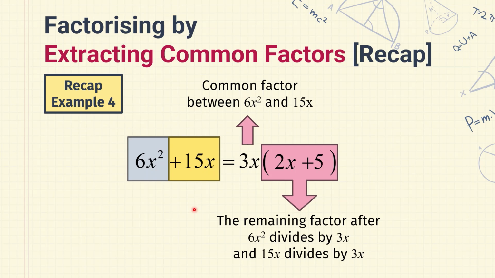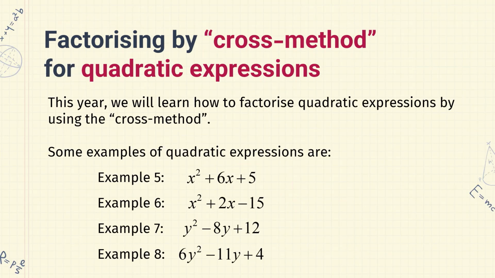I hope that with these 4 examples you are able to recap and recall what is factorizing by extracting common factors. After recalling that, we will now take a look at factorizing by using the cross method. We must keep in mind that the cross method is only limited to quadratic expressions, which I will emphasize more later on. Maybe for some of us, we have tuition, and we have encountered other methods of factorizing quadratic expressions. It need not necessarily be the cross method.